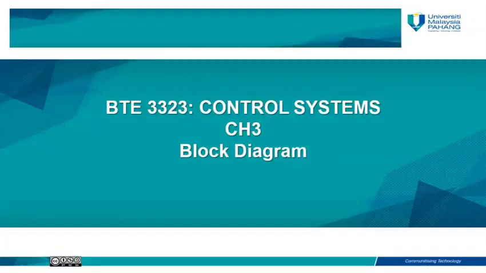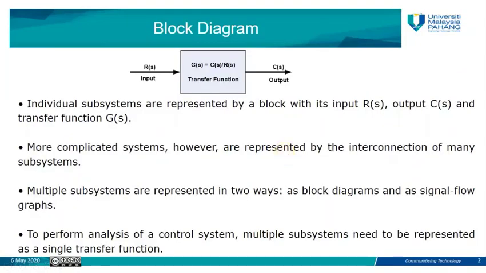Welcome everybody. In this video we are going to talk about block diagram as a part of chapter 3, which also includes signal flow graph and Mason's rule. For individual subsystems, usually it's represented by a single block with the input signal, output signal, and transfer function, which relates the output and input. So G(s) is equal to C(s) over R(s).